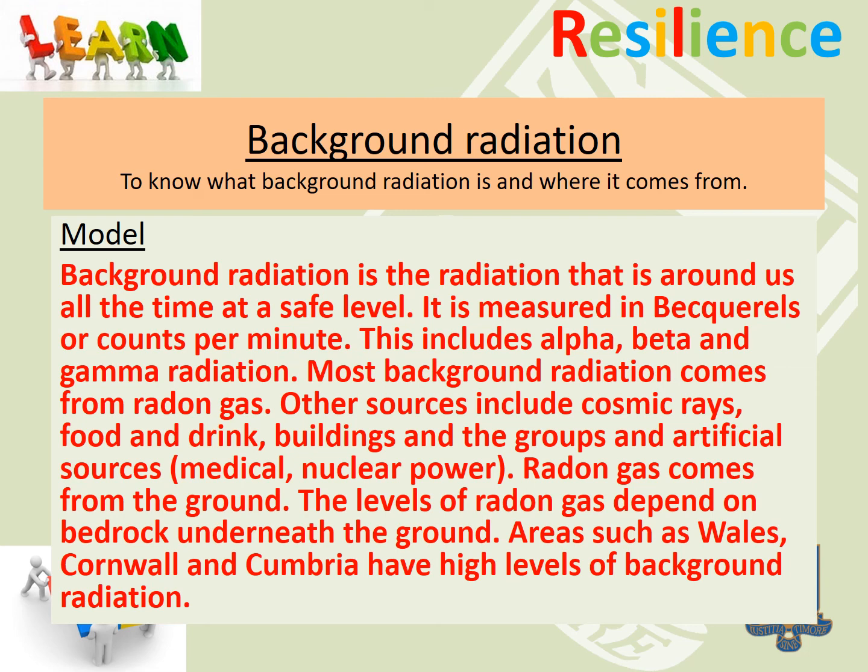The second 2 marks is to give some sources of background radiation. The first mark comes from mentioning radon gas. As 50% of our emission comes from radon gas, you need to make sure that you've mentioned it in your answer. Your next mark comes from stating a couple of the other sources. You don't need to include all of the ones that I have. So for your 3rd and 4th mark, these are the sentences. Most background radiation comes from radon gas, mark 3. Other sources include cosmic rays, food and drink, buildings, and the groups of artificial sources, medical and nuclear power, 4th mark.